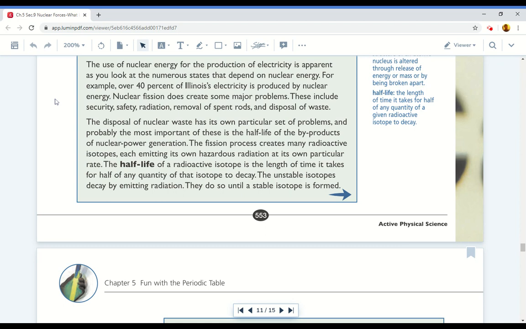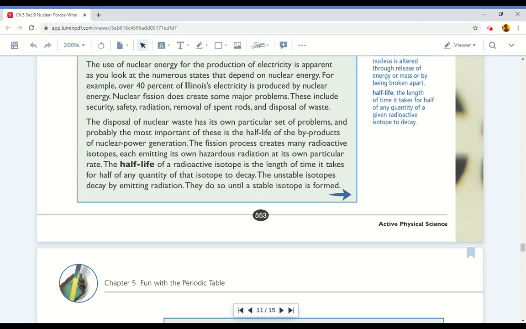Nuclear fission does create some major problems. These include security, safety, radiation, removal of spent rods, and disposal of waste. The disposal of nuclear waste has its own particular set of problems, and probably the most important of these is the half-life of the byproducts of nuclear power generation.